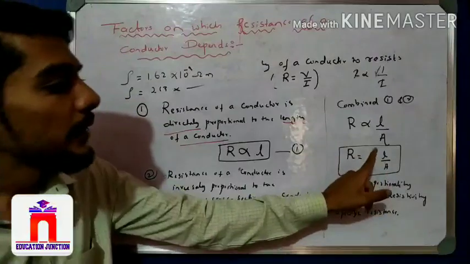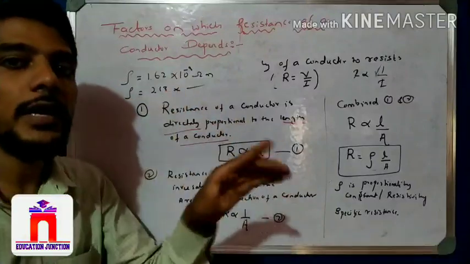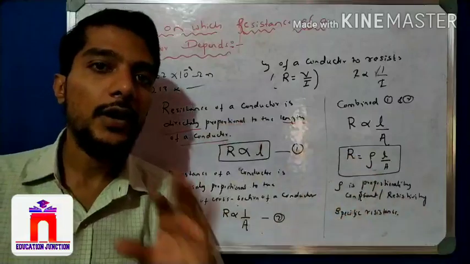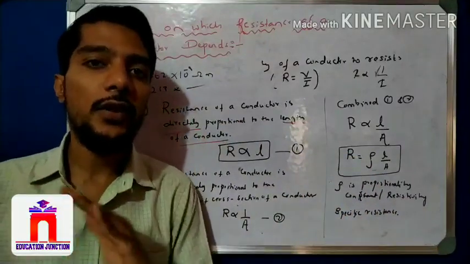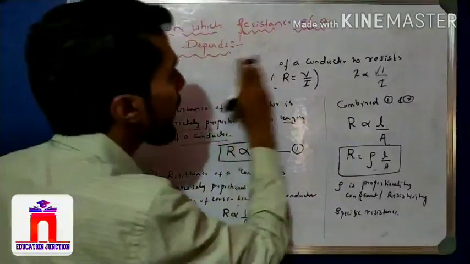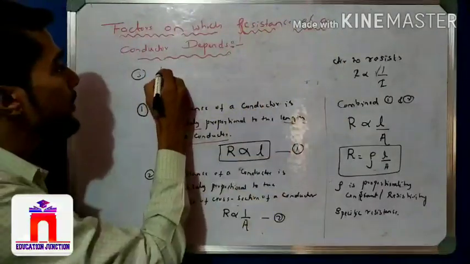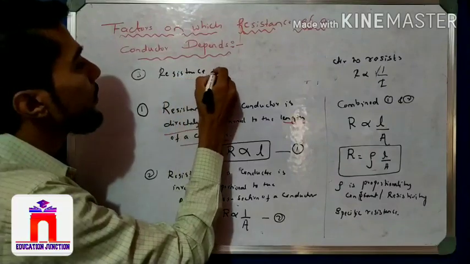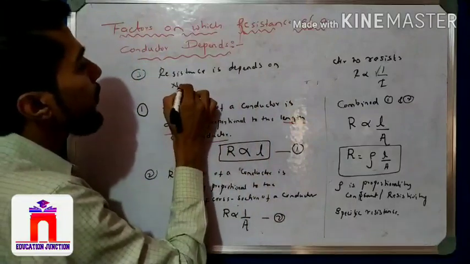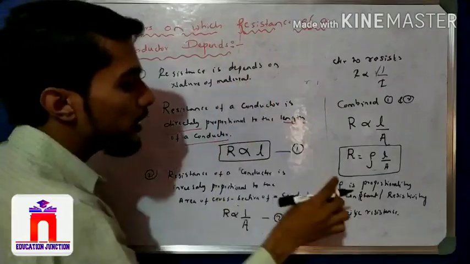So that means the resistivity, or the resistance of a conductor, depends on the nature of the material. Third point. Copper different, silver different, iron different, alloy different, and tungsten wire different. Different nature, different resistivity. So the third point, the factors on which the resistance of the conductor depends: resistance depends on the nature of the material.